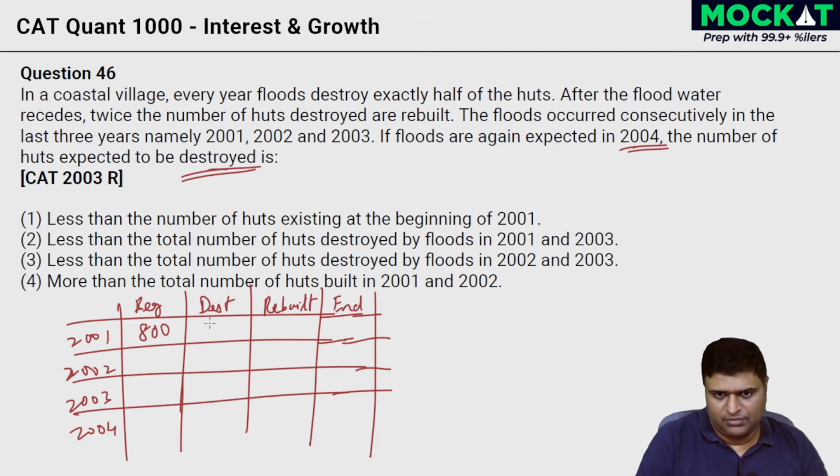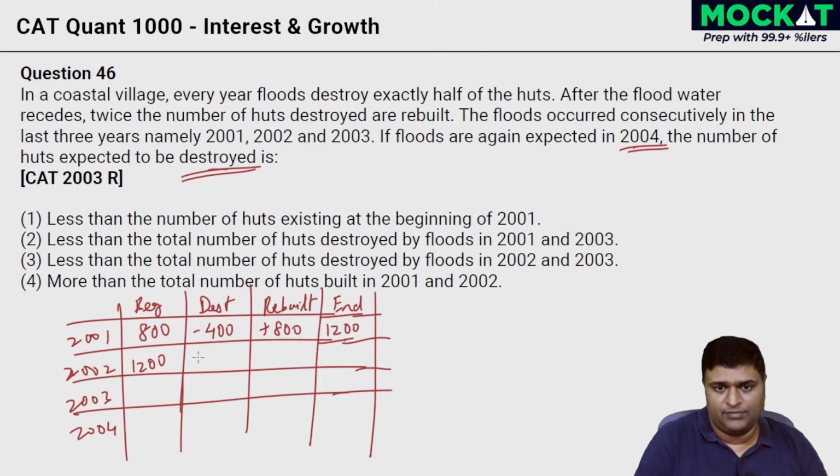Half are destroyed. So 400 are destroyed, and let's put it as a minus 400 because it's destroyed. And after the flood water recedes, twice the number of huts destroyed are rebuilt. Twice of this are rebuilt. We have plus 800, right? Okay, 800 plus a 400. At the end, we're going to have 1200. That's going to be the beginning over here.